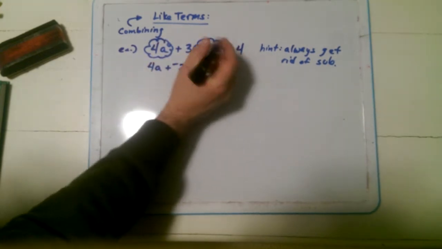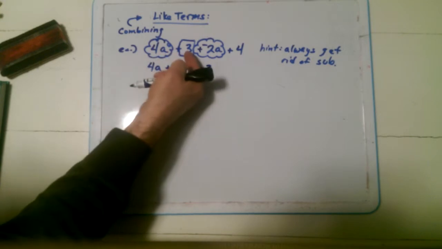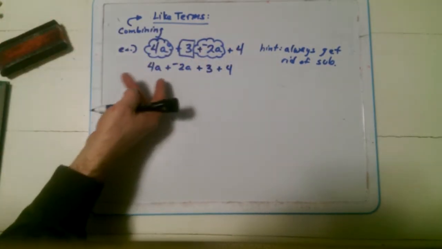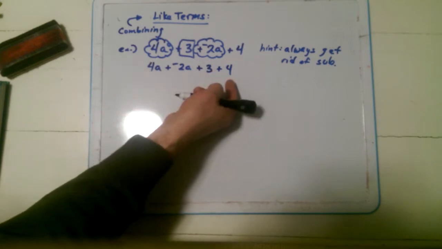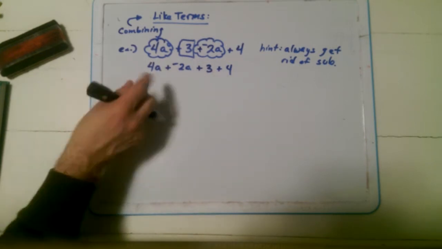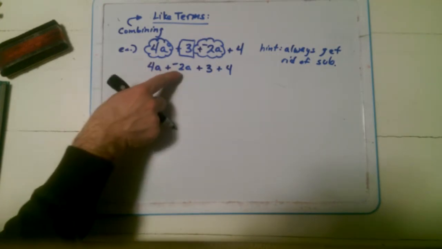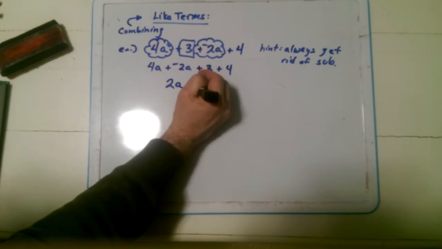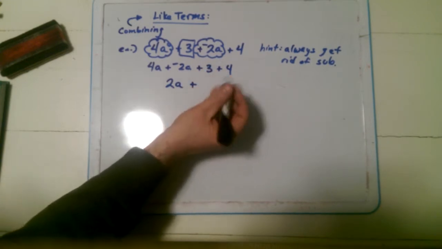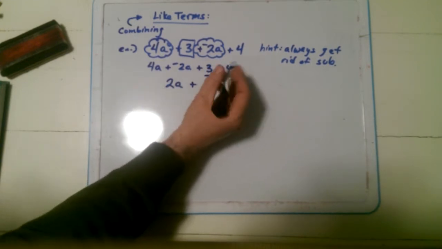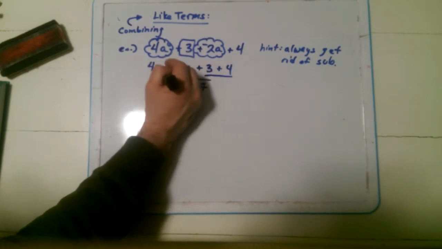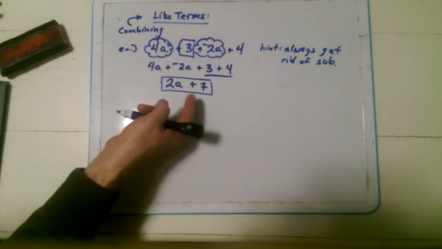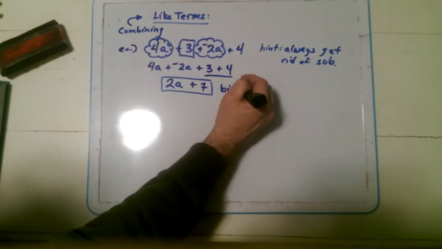Then I'll take my 3, and I'll say, what's in common with my 3? Obviously another number, which is going to be 4. So I have my a's together and my numbers together, and now I'm just going to gather them up. If I have 4a's here and negative 2a's there, that means I have 2a's. And lastly, my numbers, 3 and 4, give me a total of 7. And all of a sudden, those 4 terms simplify down into a binomial.